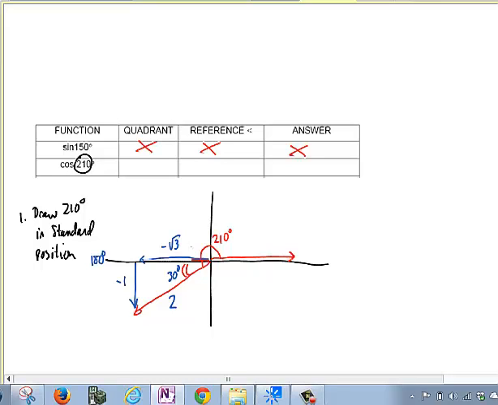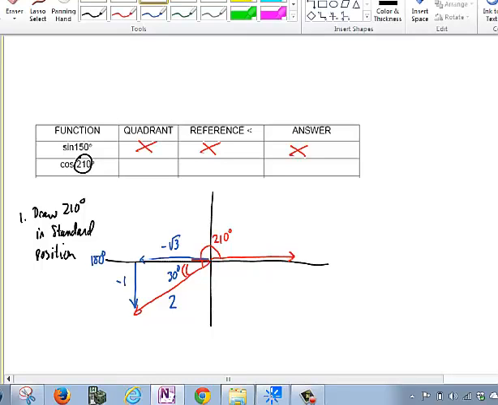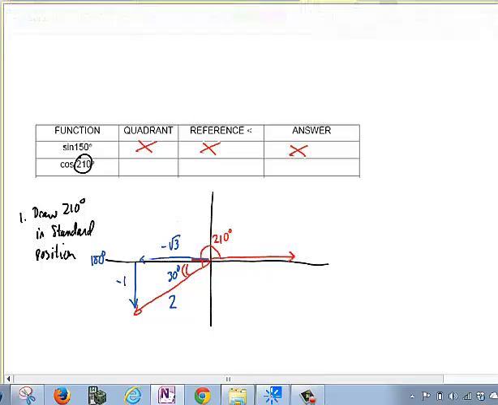What is the cosine of this angle? Cosine, remember, is adjacent over hypotenuse. So the cosine of 210 degrees is equal to negative root 3 over 2. So it's in quadrant 3. Just answer the chart questions. The reference angle is again 30 degrees. Doesn't happen all the time. And the answer to the cosine of 210 degrees is negative root 3 over 2.